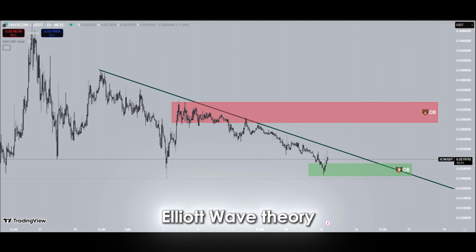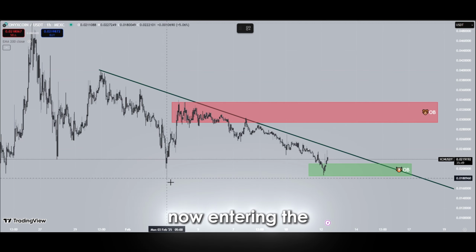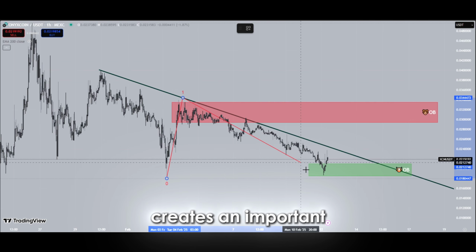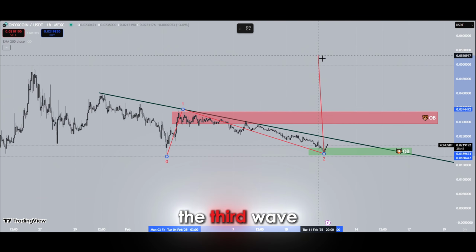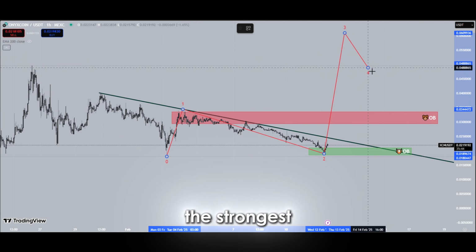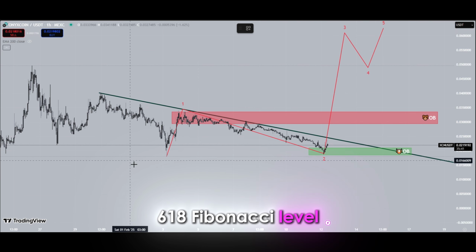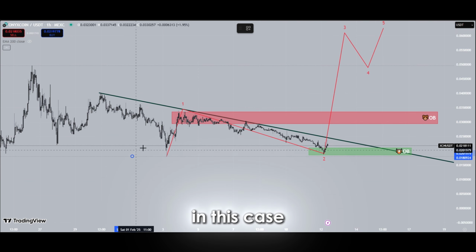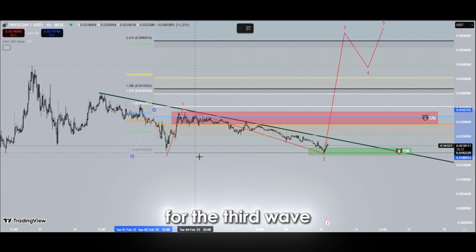According to the Elliott wave theory, the fact that the first and second waves have been completed and we are now entering the third wave creates an important technical structure. In the Elliott wave theory, the third wave is generally considered to be the strongest and longest wave, and should generally extend to the 1.618 Fibonacci level. In this case, Fibonacci retracement levels are an important guide when setting targets for the third wave.